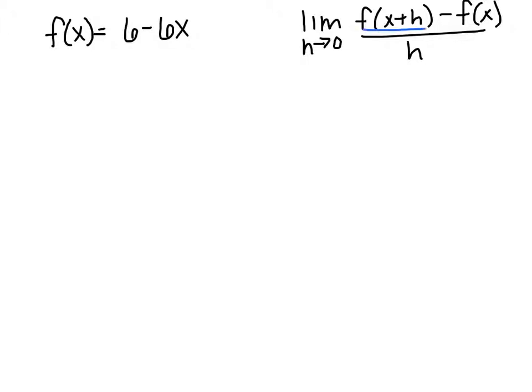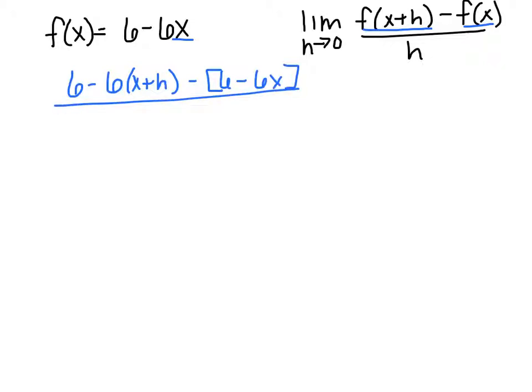This part of the formula says I'm taking the function, and everywhere I see an x, I'm going to replace it with x plus h. So 6 minus 6, instead of x, I'm going to put an x plus h. This part says I'm going to subtract the function, which is 6 minus 6x. I highly recommend using parentheses right here so that you make sure you distribute that negative.